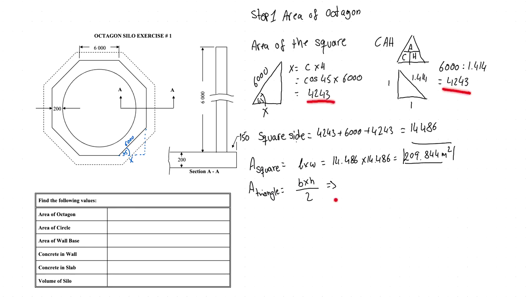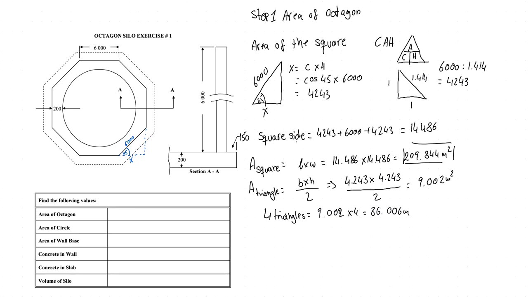So again, turning it into meters, we've got 4.243 times 4.243 divided by 2. So that gets us one triangle, 9.002 square meters. Now for 4 triangles, we just multiply by 4. So 9.00, whoopsie, 2 times 4 gets us 36.006 square meters.